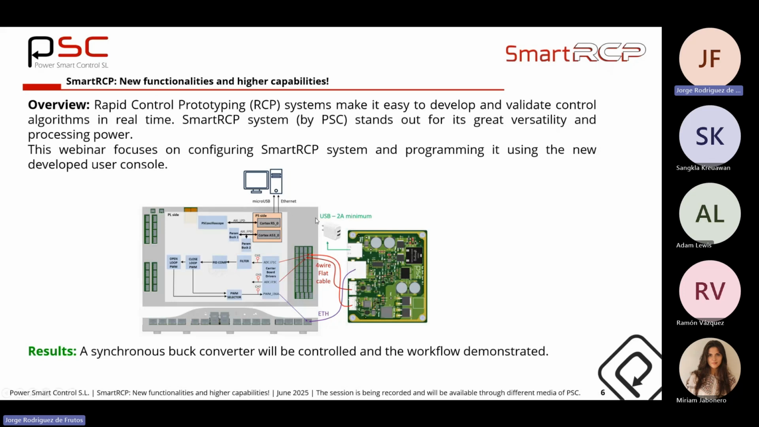In this picture, you can see that we have the SmartRCP system. We will have a connection with the computer, a couple of wires, one programming micro USB cable, and one Ethernet cable for the user interface. We are going to have several external wires in order to connect the RCP system with a synchronous buck converter board. This is an accessory that is included with the SmartRCP system.